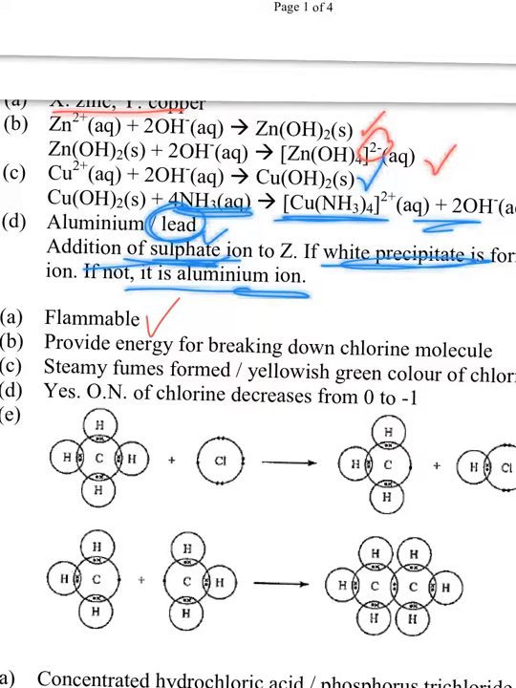Why? Because energy is needed to break chlorine. In fact, the first step is what you know. Chain initiation is to break the chlorine molecule into chlorine free radicals. Remember, so the energy is for breaking the bond.